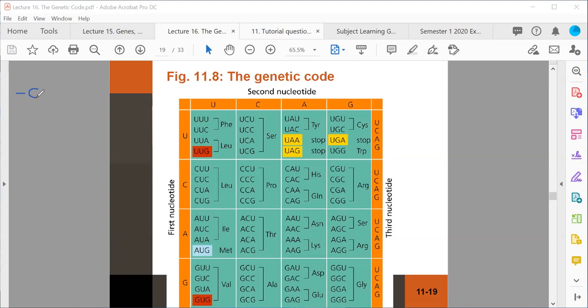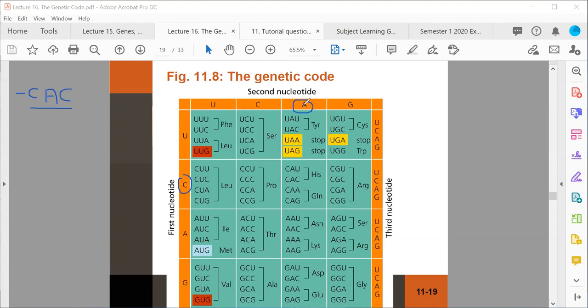All right, so let's say your messenger RNA molecule had this sequence C, A, C. Let's say this was the first codon in your messenger RNA, CAC. Okay, here's the first nucleotide position of our codon, C. Second nucleotide position in our codon is an A.